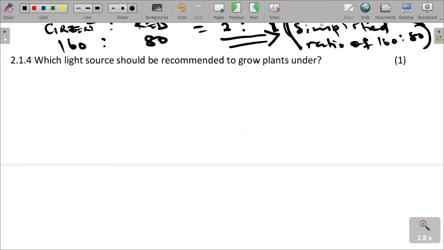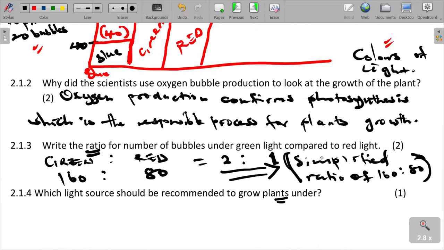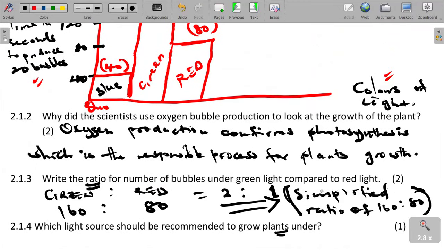Which light source should be recommended to grow plants under? When we look at these, which light can we recommend to grow plants under?